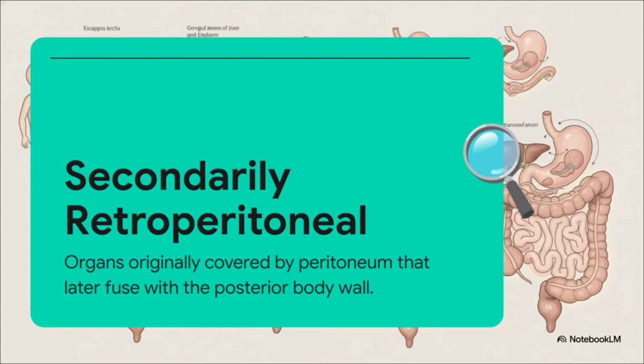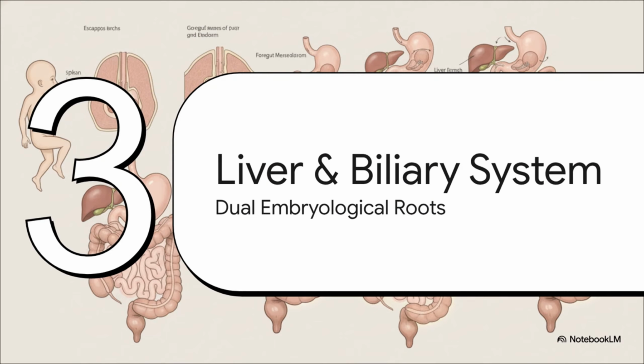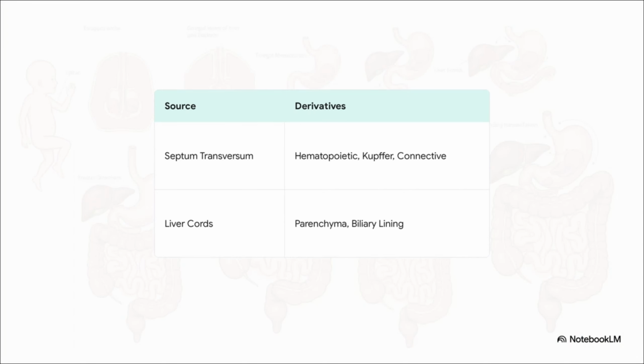And here's a super high-yield functional note. Because the duodenum sits right at the border of the foregut and midgut, it boasts a dual blood supply from both the celiac artery and the superior mesenteric artery. Moving on to our final major system, section 5, liver and biliary development. The liver is super unique, mainly because it's got dual embryological origins. You absolutely have to know this breakdown.